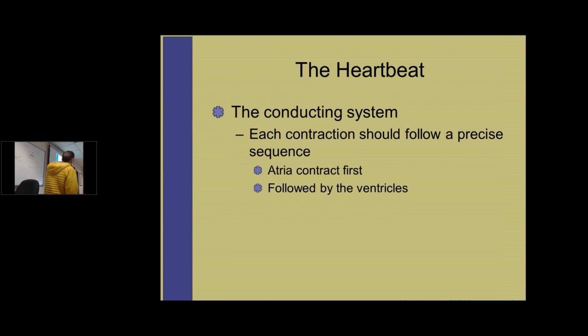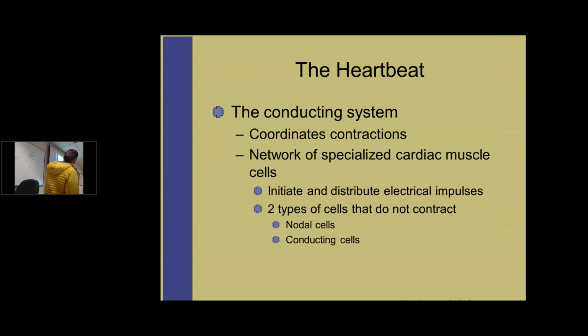So there's a precise sequence, and when that sequence goes off, that's when you start to get different blocks. That's when you start to get blood clots. You start to get a lot of different things when you don't have the precise sequence. The atria contract just before the ventricles do, pushing blood into the ventricle, and the ventricle contracts, pushing blood either to the lungs or to the body, right? So that network of cardiac muscles initiates and then distributes that electrical impulse.